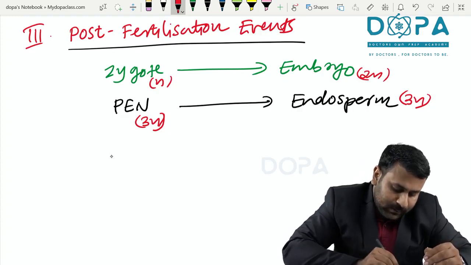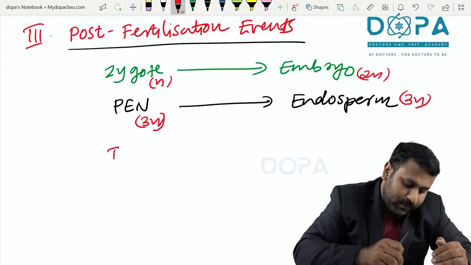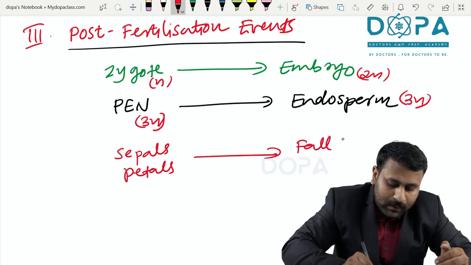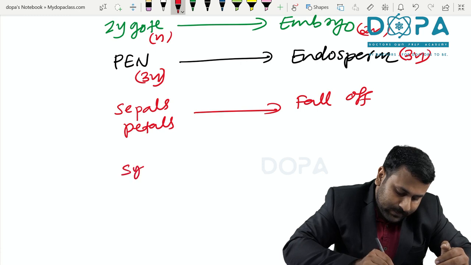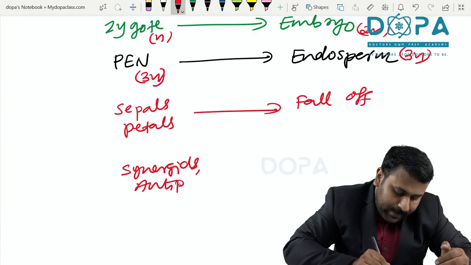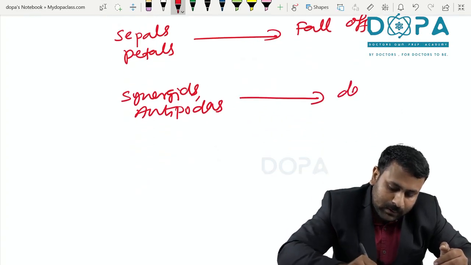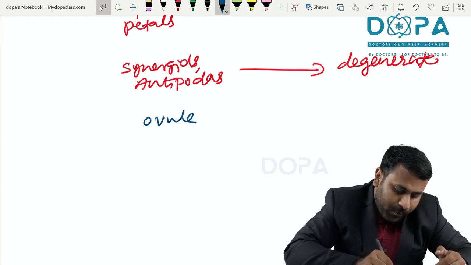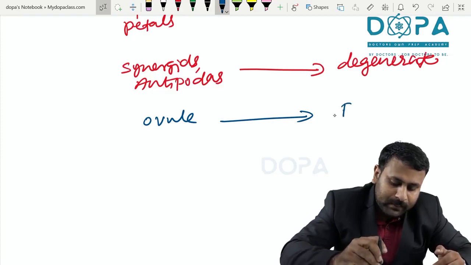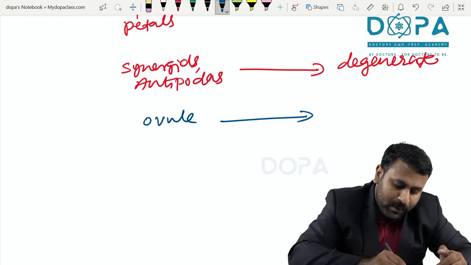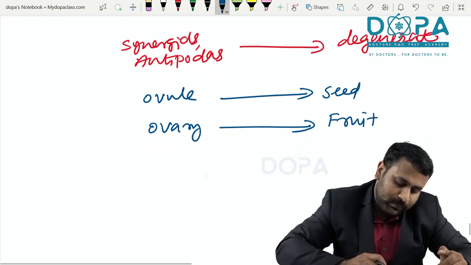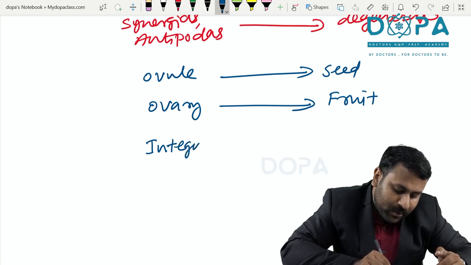Then what happens next? Sepals and petals fall off. Synergids and antipodals degenerate. Then what happens to the ovule? The ovule develops into seed, and the ovary develops into fruit. Then the covering of the ovule is called integument.